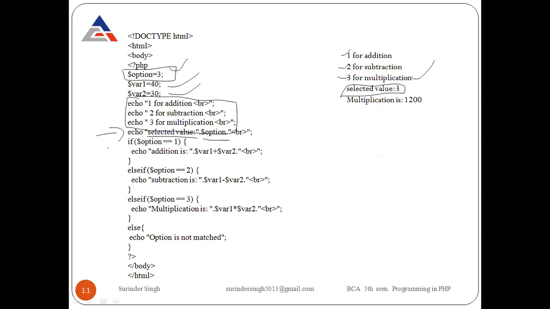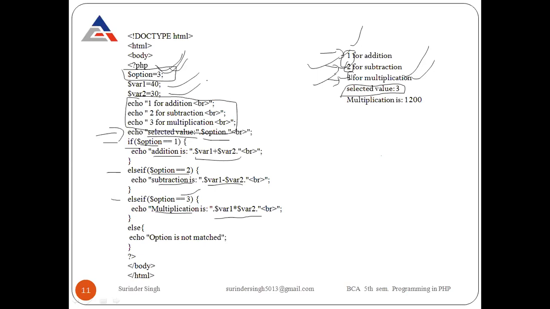Now these are the options 1, 2 and 3, and we selected 3 in the option variable. Now we have to compare the option variable with all these values. If the option variable is equal to 1, then we will perform addition. If it is equal to 2, then we will perform subtraction. And if it is equal to 3, then we will perform multiplication. So here we have defined the conditions. First, if option equal to 1, then we will perform addition. Else if option equal to 2, then we will perform subtraction. Here we have written the code. And if the option variable is equal to 3, then we will perform multiplication, and here is the code.